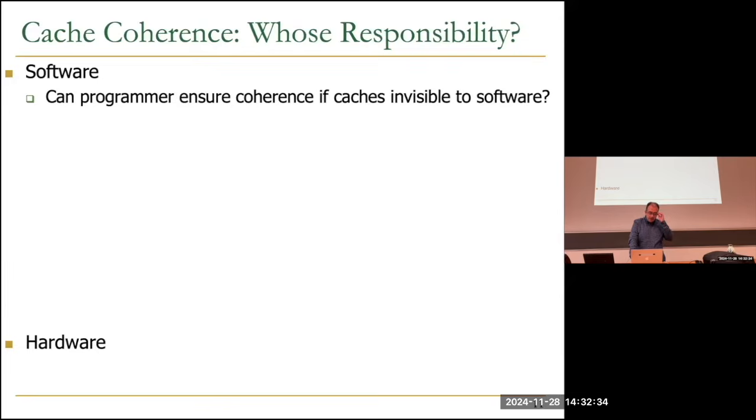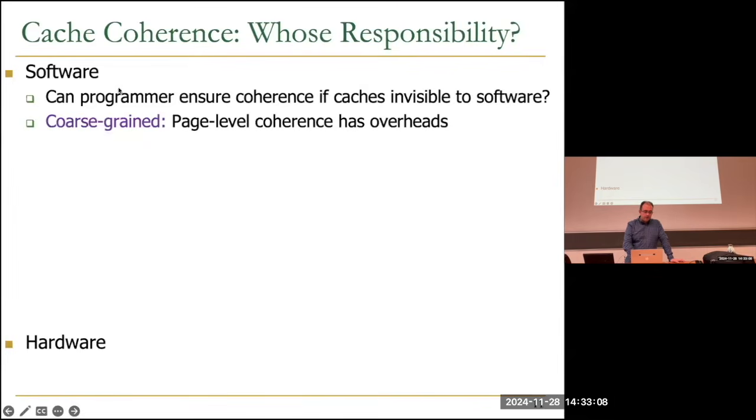So the first question is, if you want to do it in software, can the programmer ensure coherence if the cache is invisible to software? We know that caches are not really visible to software. There are some instructions in the ISA that let you know about caches, but if you want software or the programmer to ensure coherence, you need to communicate a lot of details about your caches to the programmer layer.